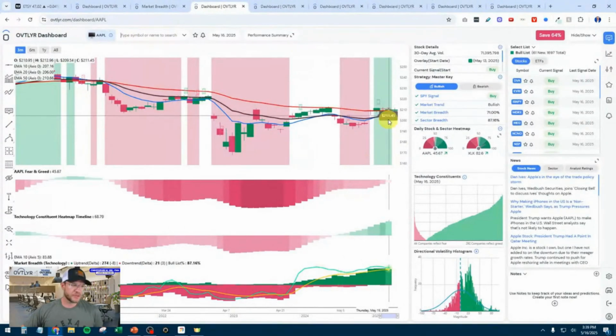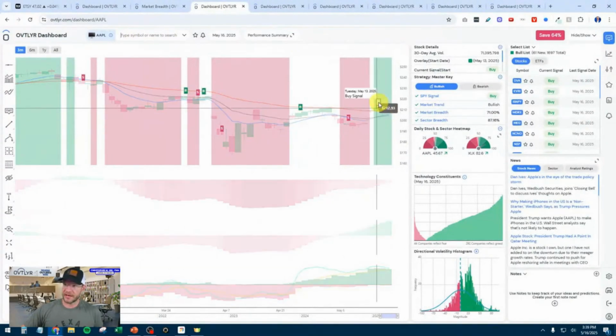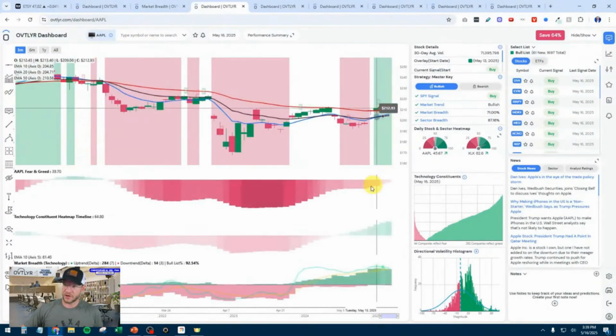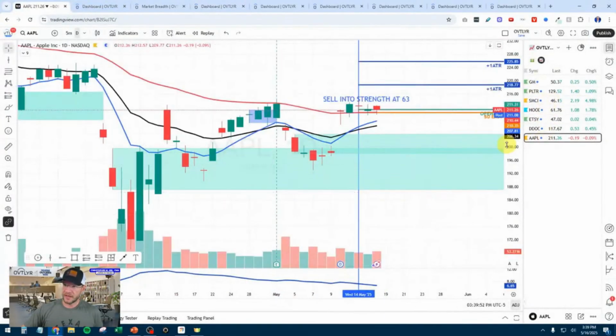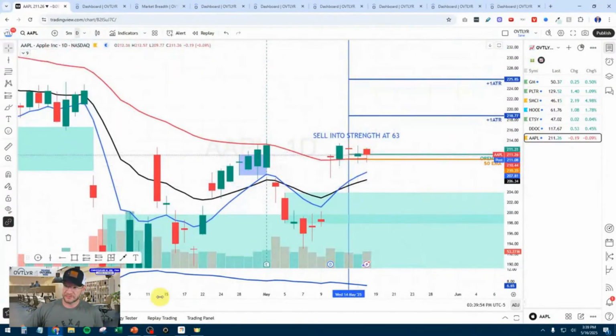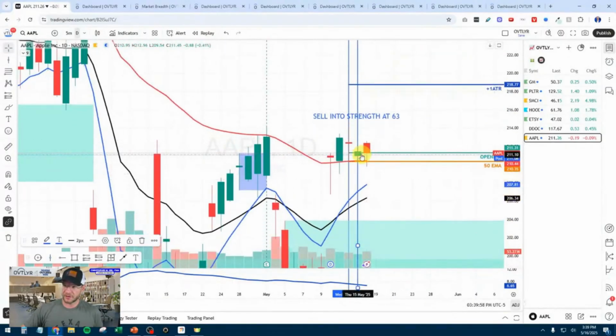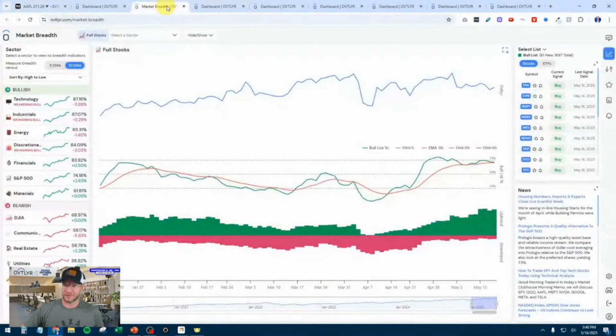Apple. This one was my one loser for the week. I had a buy signal, a green overlay. The stock was getting less fearful. The sector was getting more greedy, and the sector trend on the breadth was still bullish. Going to the Apple chart, I actually got out yesterday because I thought it was going to close under the 50 period. It ended up not closing under the 50 period. I would actually still be holding it right now had that not happened, but no big deal. Moving on. Very, very small loser.